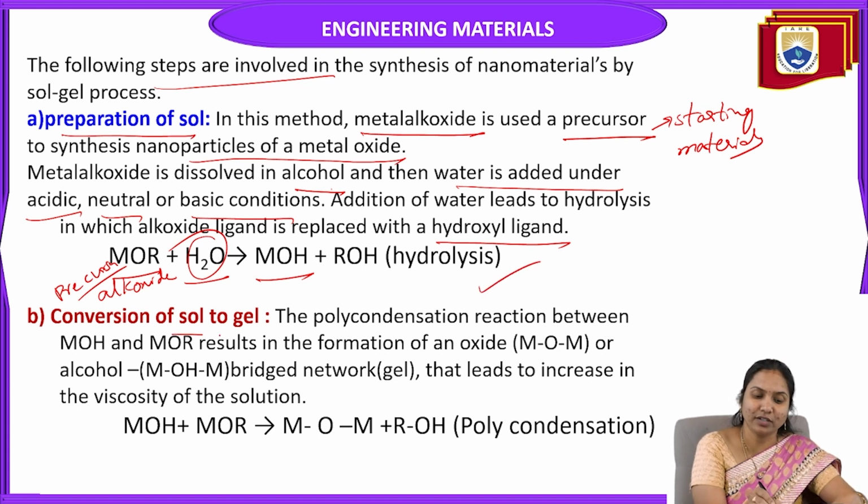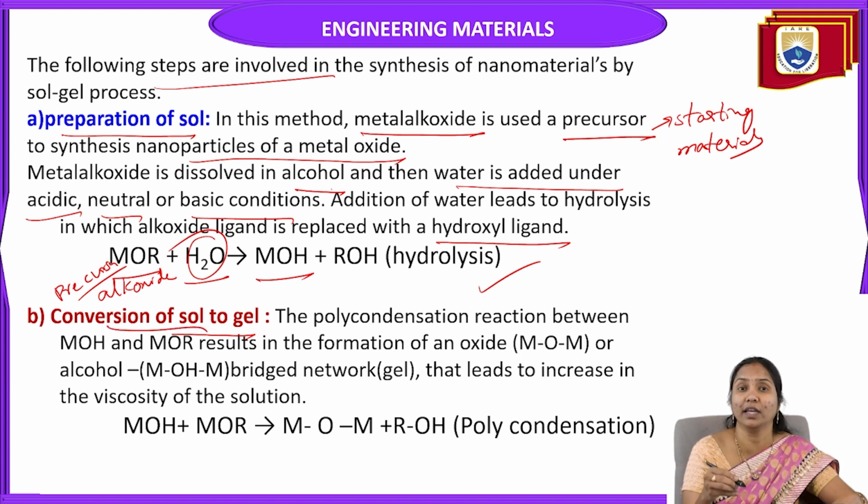Next one is conversion of salt into gel. First is the preparation of salt. For that purpose we are taking metal alkoxide dissolved in alcohol and adding water. Here water acts as a catalyst. All of this is taken in wet condition. That's why this reaction is also called wet chemical synthesis. In this case, you can prepare salt via hydrolysis.